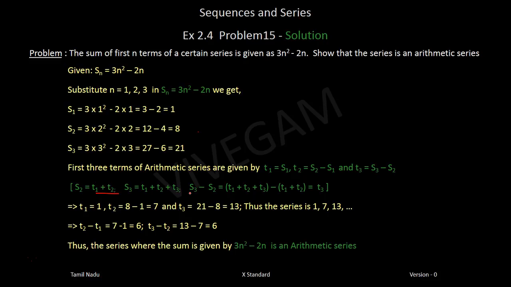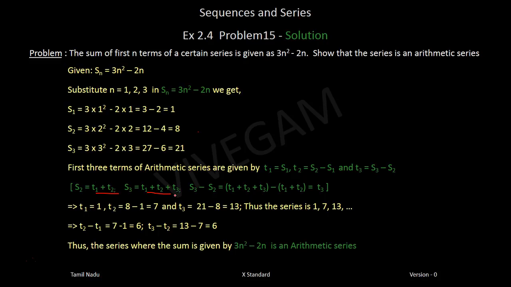Okay, I'm bringing this here. So when you open the bracket, what will happen? This t1 and t1 cancel, t2 and t2 cancel. Finally, you will be left with t3. So s3 minus s2 is t3. And s2 minus s1 will be t2. s4 minus s3 will be t4. Whatever is the number here, that will be the term number.